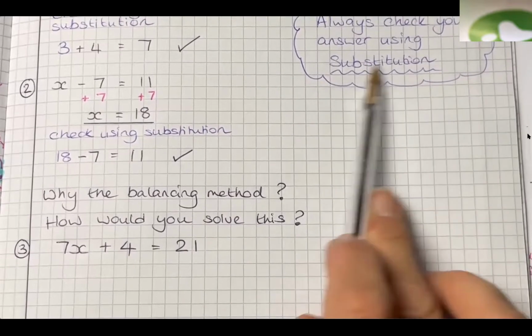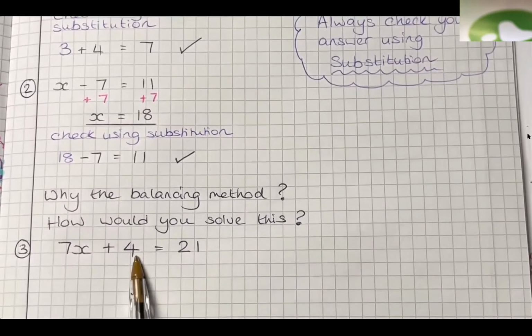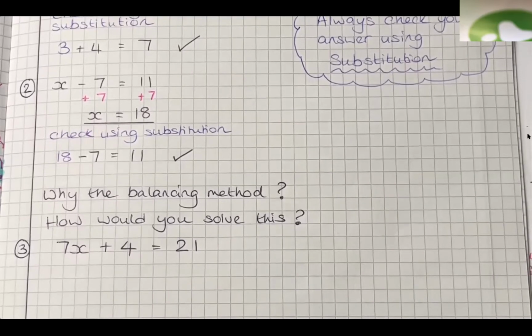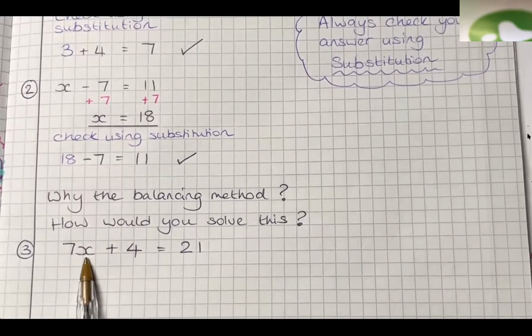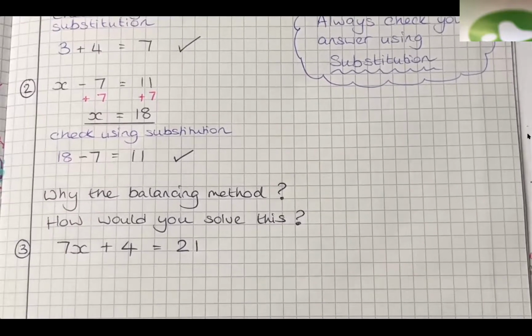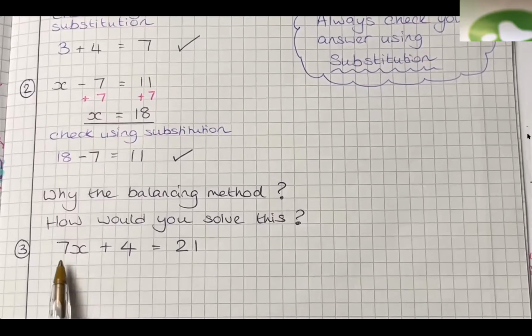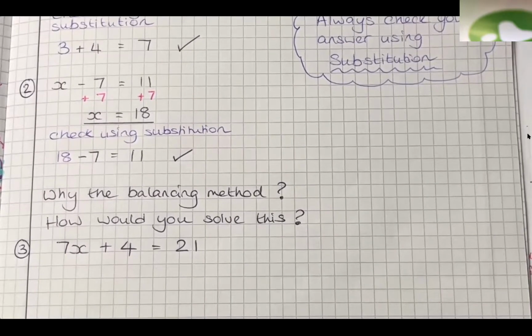Do I use a bit of substitution? Okay, let's say x was 1. 7 plus 4, that gives me 13. That doesn't work. Hold on. What if x was 2? 7 multiplied by 2 is 14. 14 plus 4 is 18, not 21. Maybe it must be 3 then, yeah? Okay, so 7 multiplied by 3 is 21.